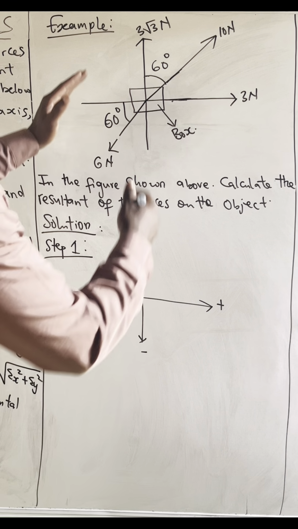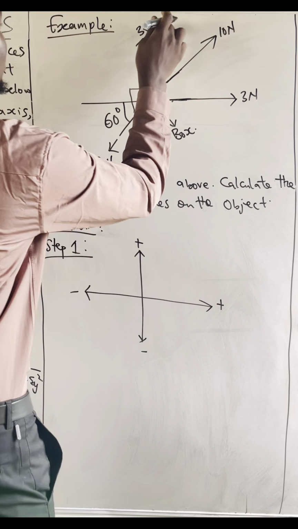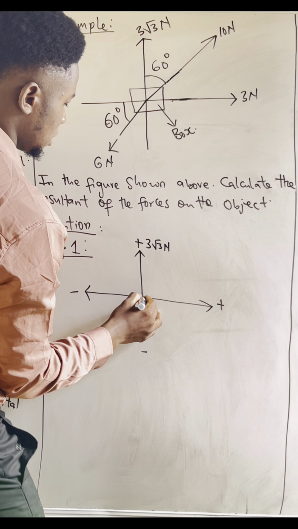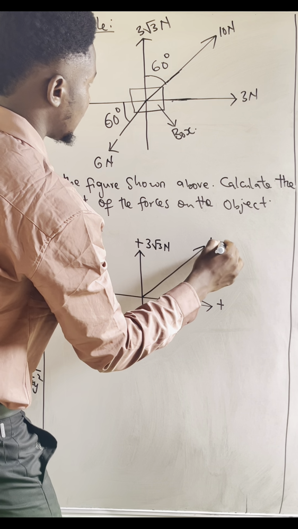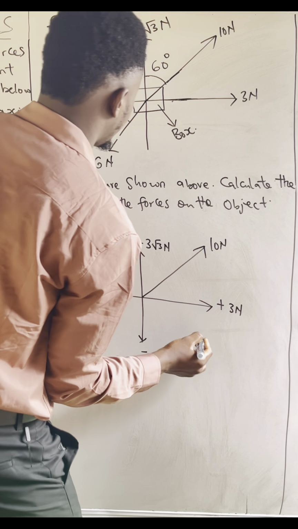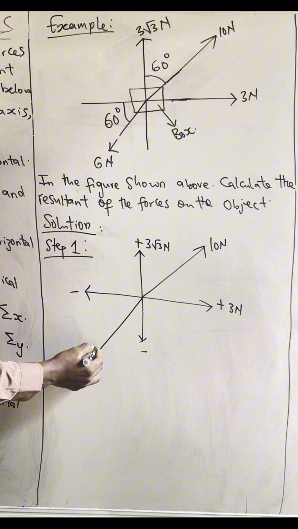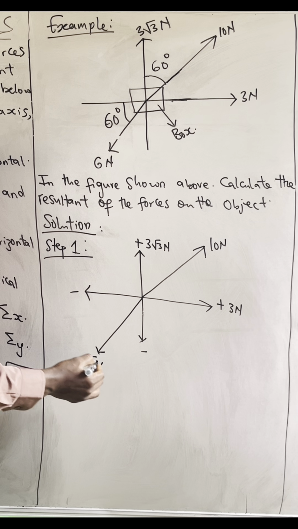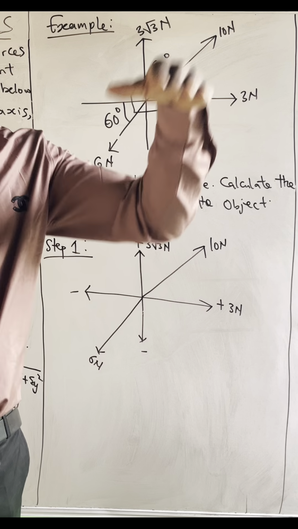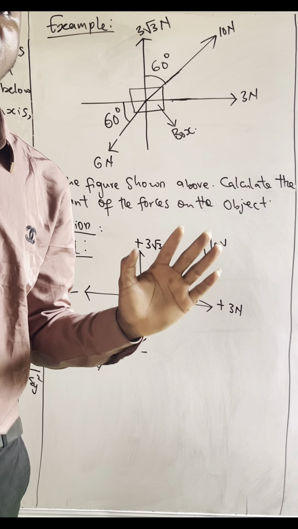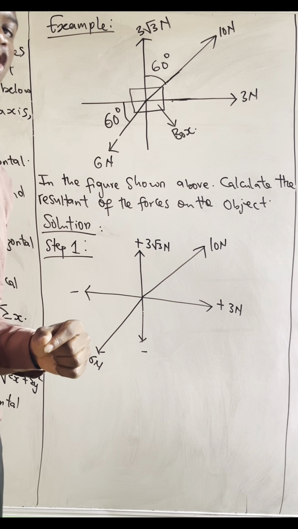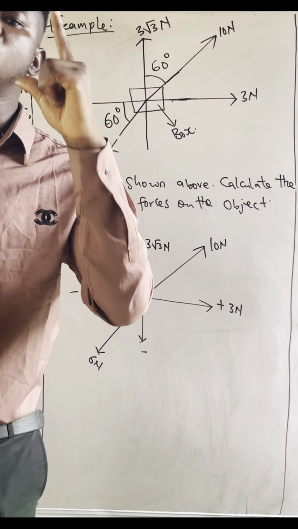Once we've done this, we are going to indicate all the parameters here. So this will be 3 root 3 Newton. This 10 Newton. This 3 Newton. This 6 Newton. Now, once we've done this, don't forget that the first step is that we should indicate the positive x-axis, positive y-axis, negative x-axis, negative y-axis. The next step now is that we should convert all the angles to the horizontal.